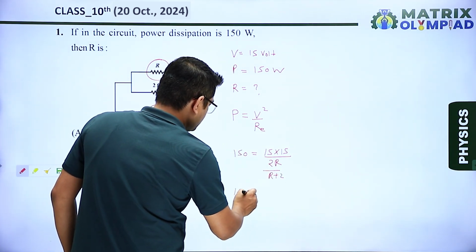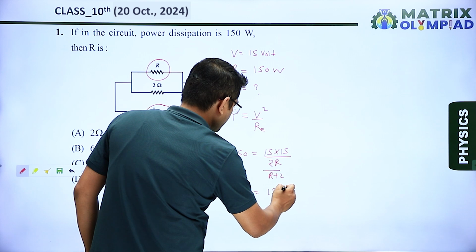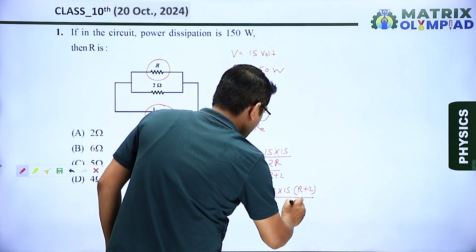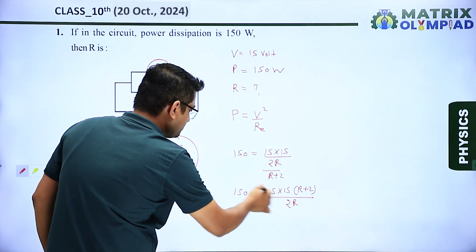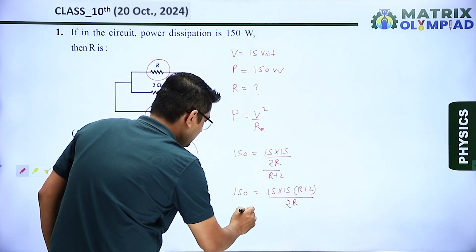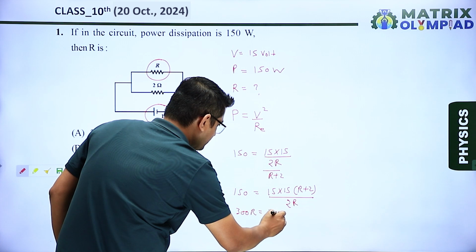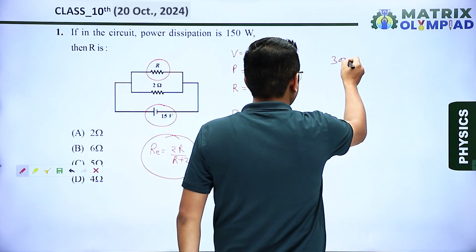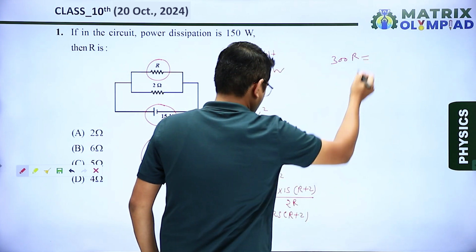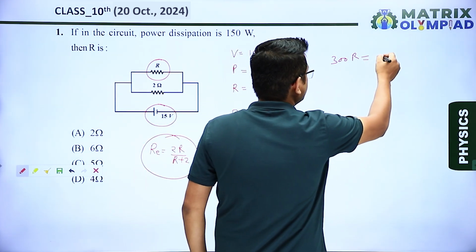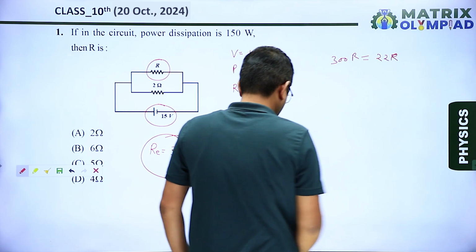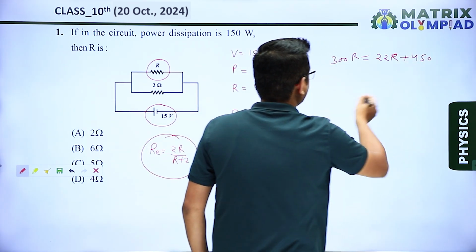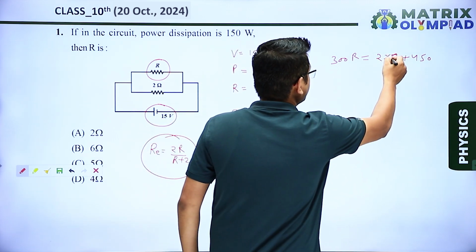So on solving this, 150 is equals to 15 multiplied by 15 R plus 2 divided by 2R. Okay. So cross multiplying this will become 300 R. Okay, this is 225 R plus 2. Again 300 R equals to 225 into R becomes 225 R, and 225 multiplied by 2, that is 450. Okay, so this is 225, sorry.